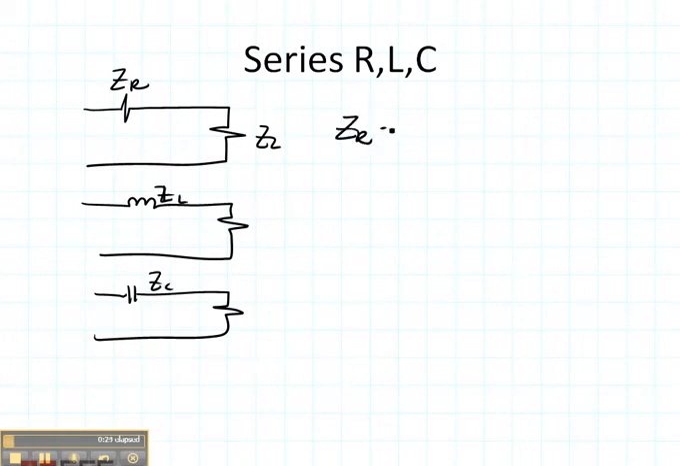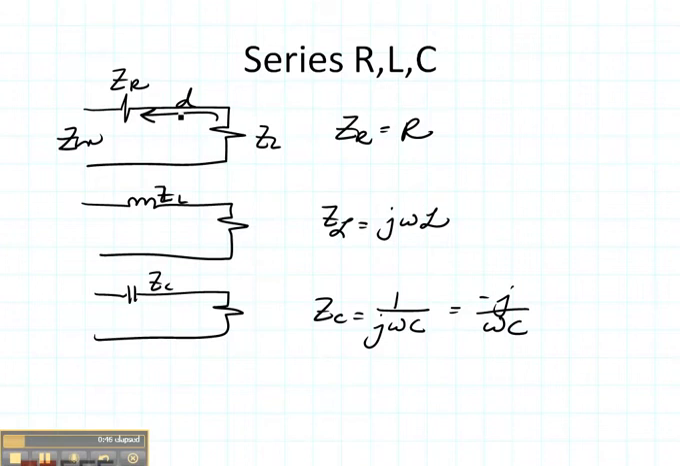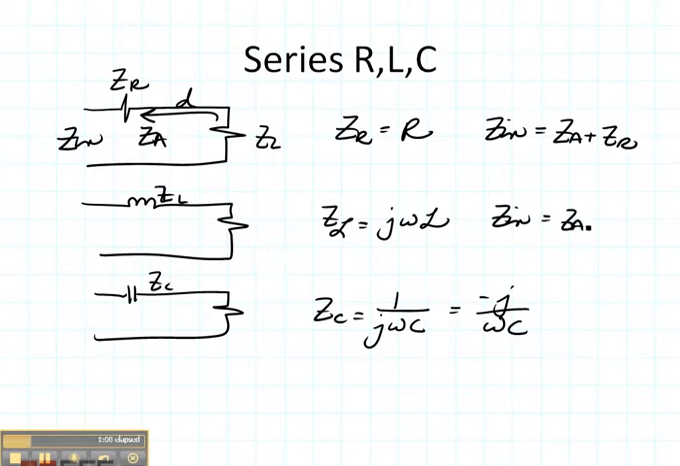So for instance, ZR is going to be R, ZL is going to be J omega L, and ZC is going to be 1 over J omega C, or minus J over omega C. And then if you want to find your input impedance, you're going to take ZL and rotate it a distance d, whatever the length of your line is, until you get to a value ZA, and then Zin is going to be equal to ZA plus ZR, or it's going to be ZA plus ZL, and so on.